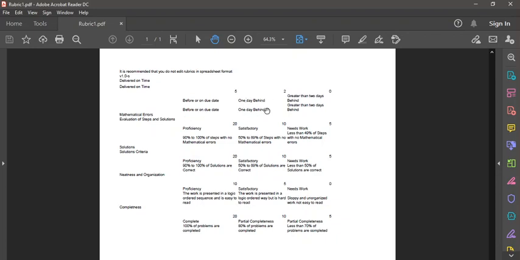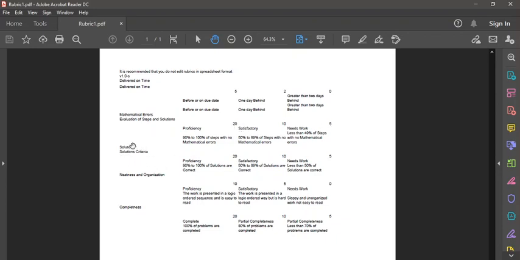You get 2 out of 5 points if you deliver your work one day behind, 0 points out of 5 if you are more than 2 days behind. About the mathematical errors in all your developments, if you are between 90% and 100% of all the steps with no mathematical error, you can get 20 points. If from 50% to 89% of the steps with no mathematical errors, you can get 10 points out of 20. And less than 45%, you can get 5 points out of 20.